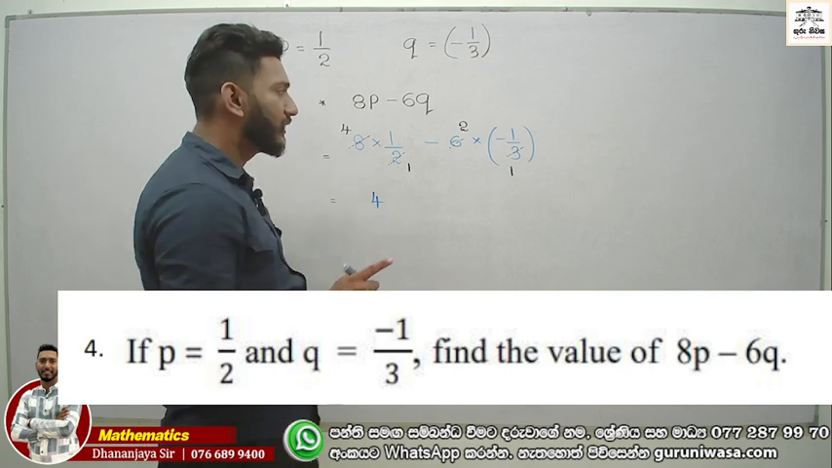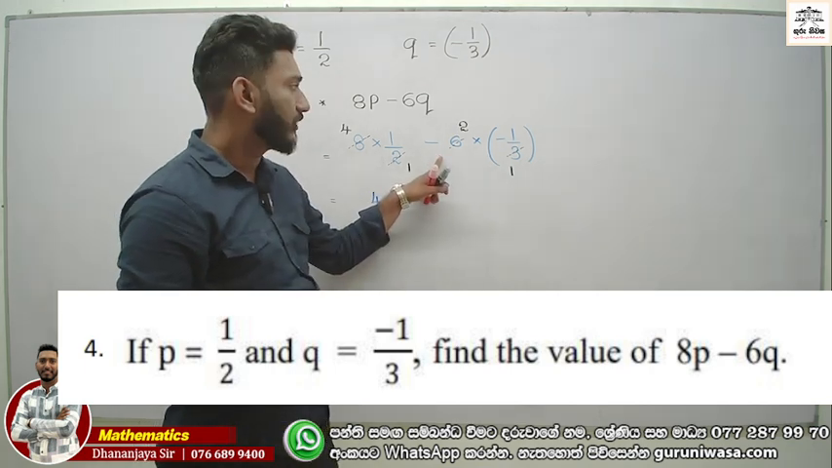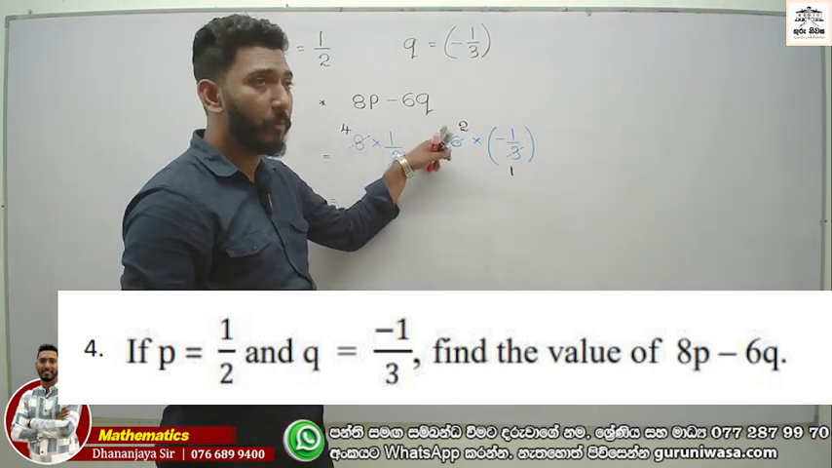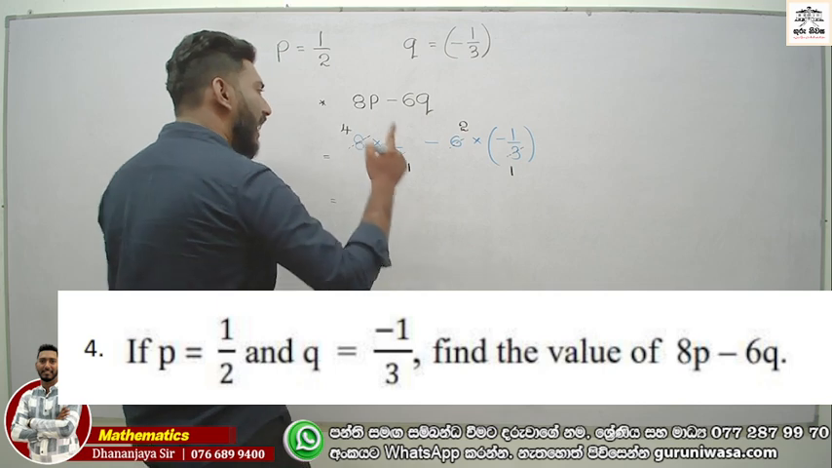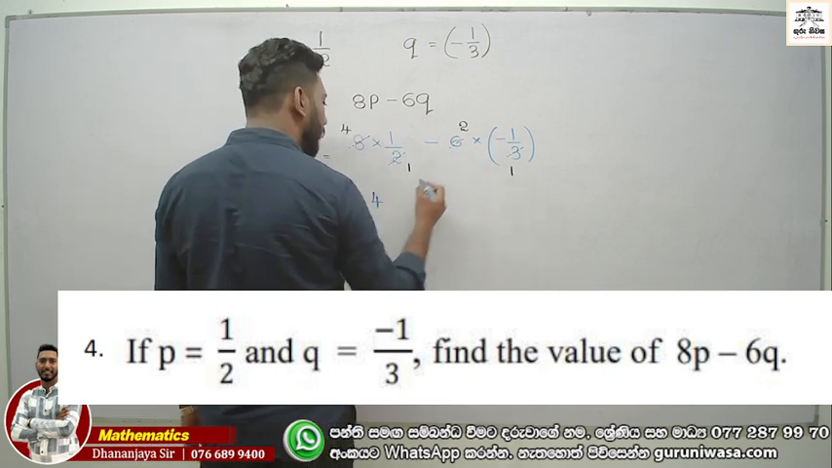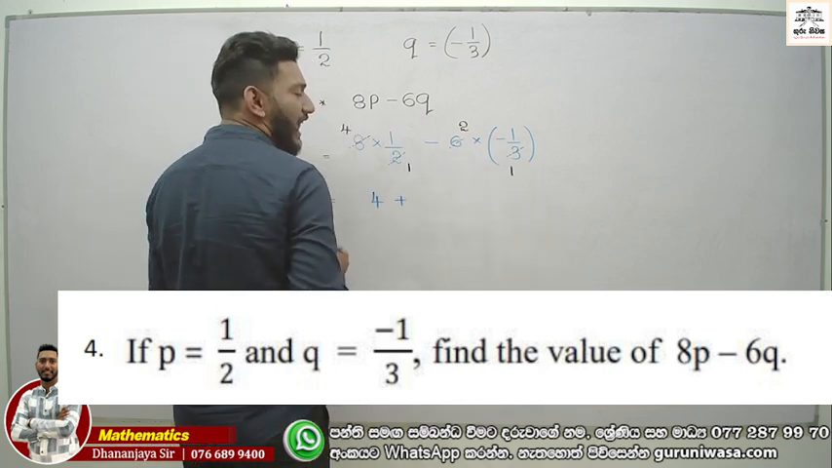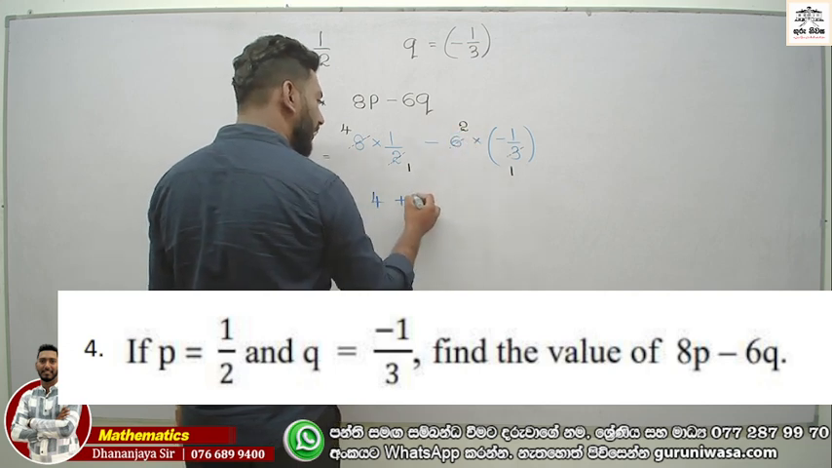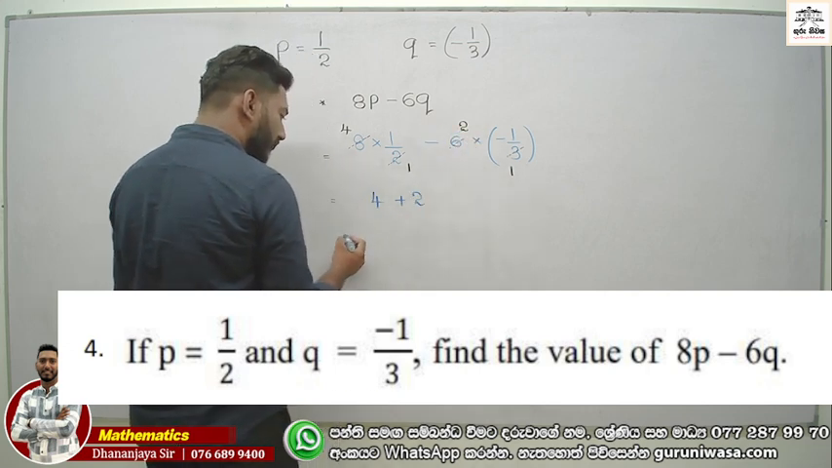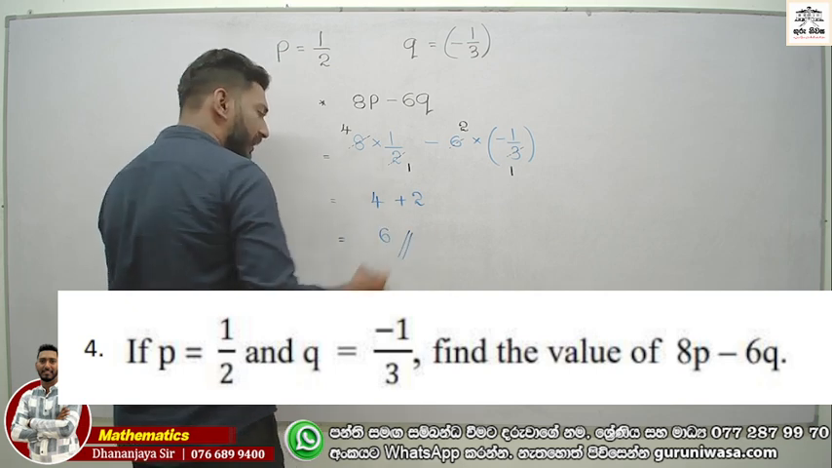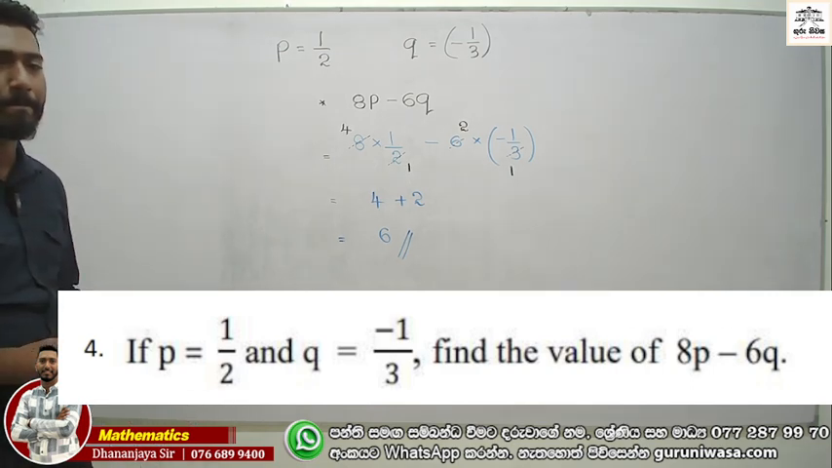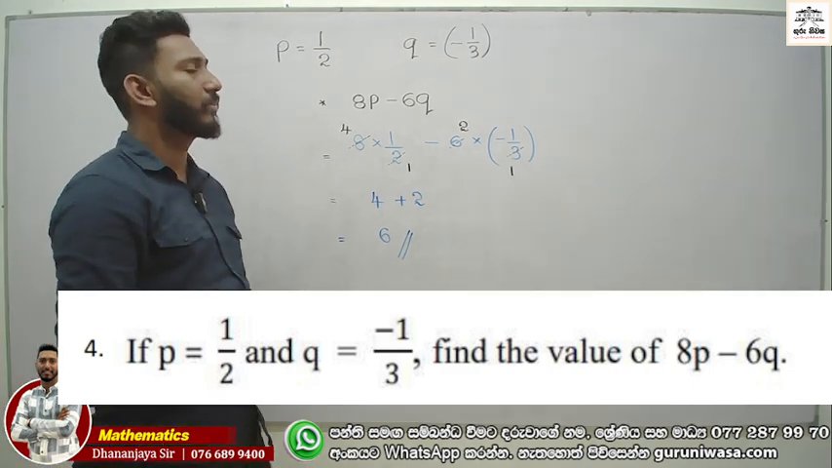Now listen, minus 6 becomes minus 2 now. Now minus 2 multiplied by the minus 1, and you know negative into negative should be a plus, as well as 2 times 1 is just 2. Now the final answer becomes 6. Now the final answer can be put as 6.